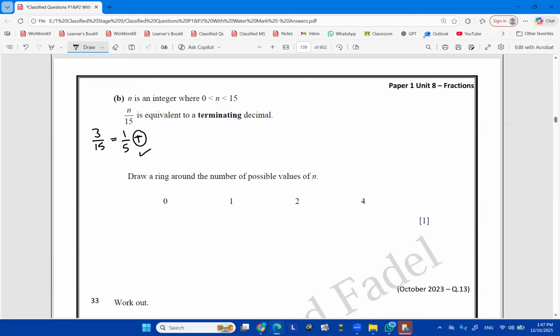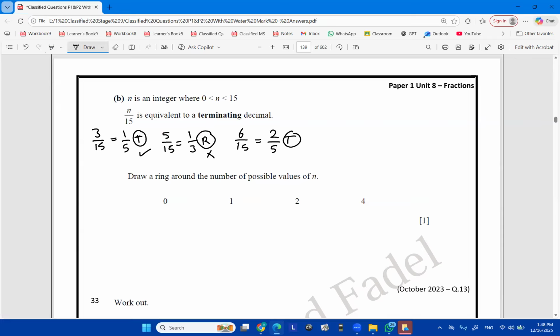What are other options there? 4 over 15, no, Mr. It will not simplify with the 15. 5 over 15, yes, it will simplify. To what? To 1 over 3. But this one will be recurring. I cannot take it. What else is there? 6 over 15. Yes, I can simplify it. It will give me 2 over 5, dividing by 3, dividing by 3, which is terminating.